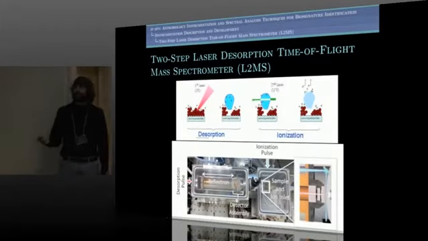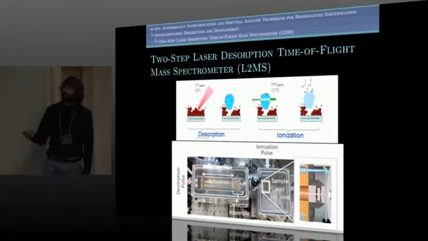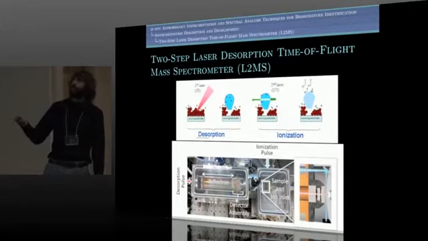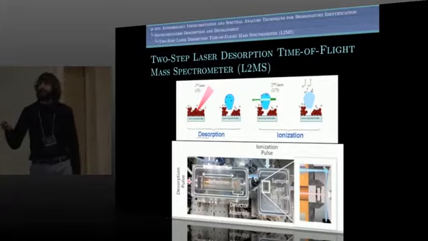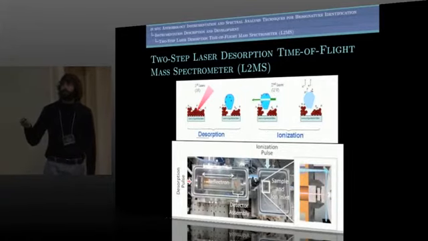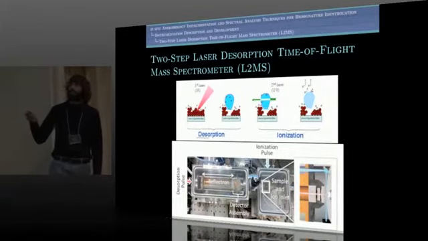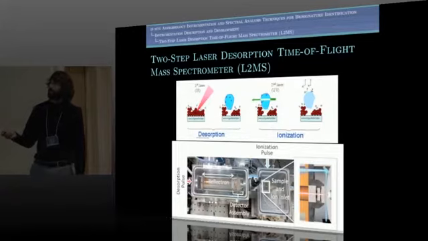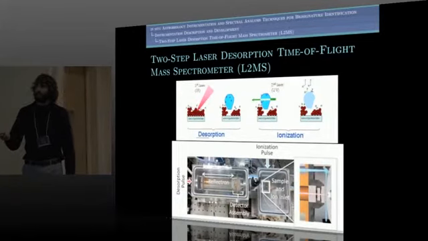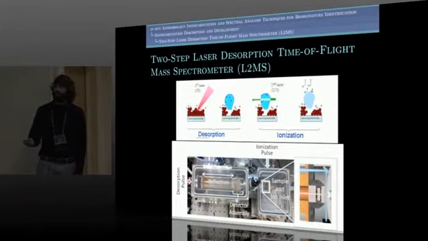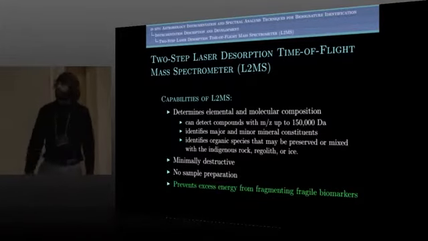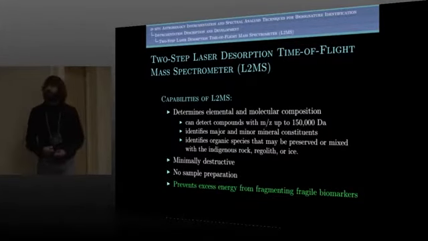The second type of instrument is this two-step laser desorption mass spectrometer. This is very similar to a typical mass spectrometer, but it has two lasers. The first laser is an IR laser, which ablates some sample material from a surface. A second UV laser intersects this plasma, or this ablated material, ionizing the atoms, which are then extracted into this reflectron tube. By using the time-of-flight method, we're able to determine the mass-to-charge ratio of the particles. So we're able to determine elemental and molecular composition.